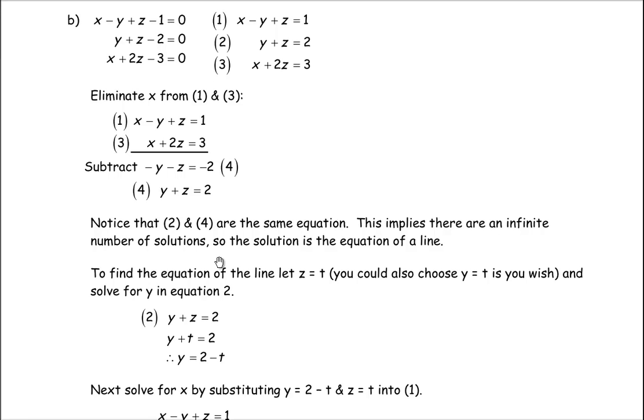And of course, there is another way to do this too. You of course could notice that there's no y in this. So you could eliminate y from those two and have equations that just have x and z. That's another option too. But I'm eliminating x from the first and third.